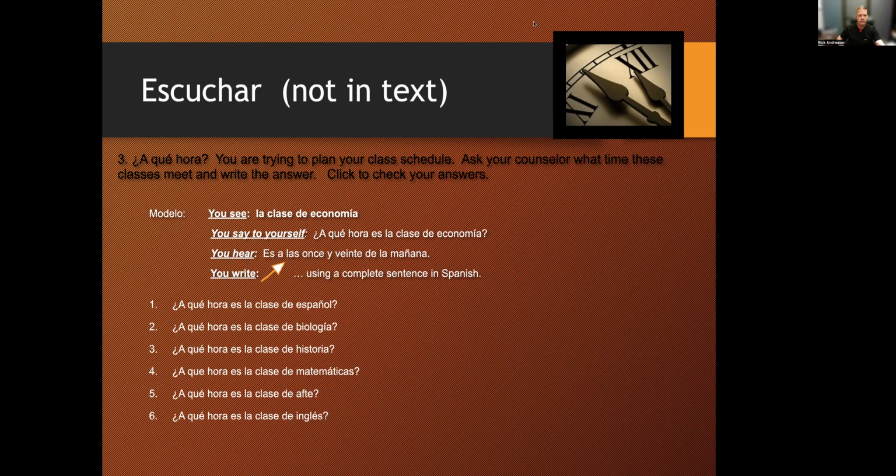3. ¿A qué hora? You are trying to plan your class schedule. Ask your counselor what time these classes meet and write the answer. Modelo. You see, la clase de economía. You say, ¿A qué hora es la clase de economía? You hear, Es a las 11:20 de la mañana. You write, 11:20 a.m. 1. Except you're going to write in Spanish.